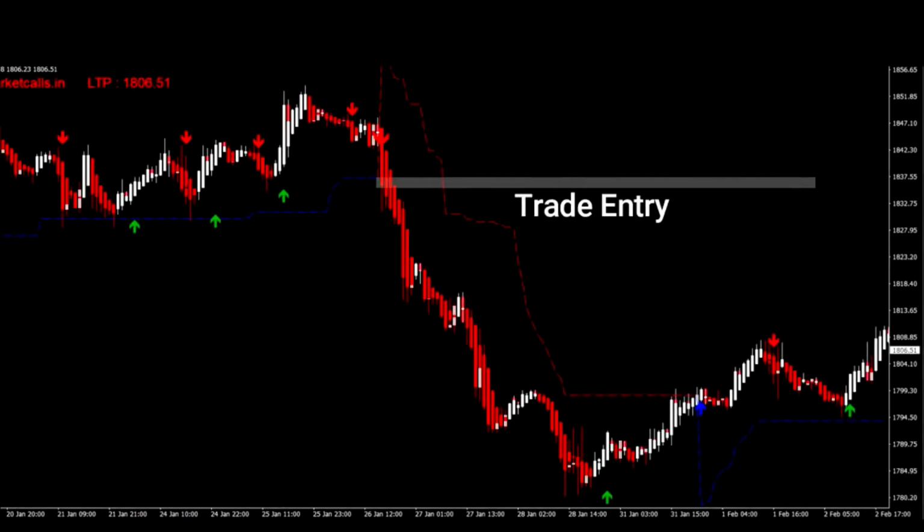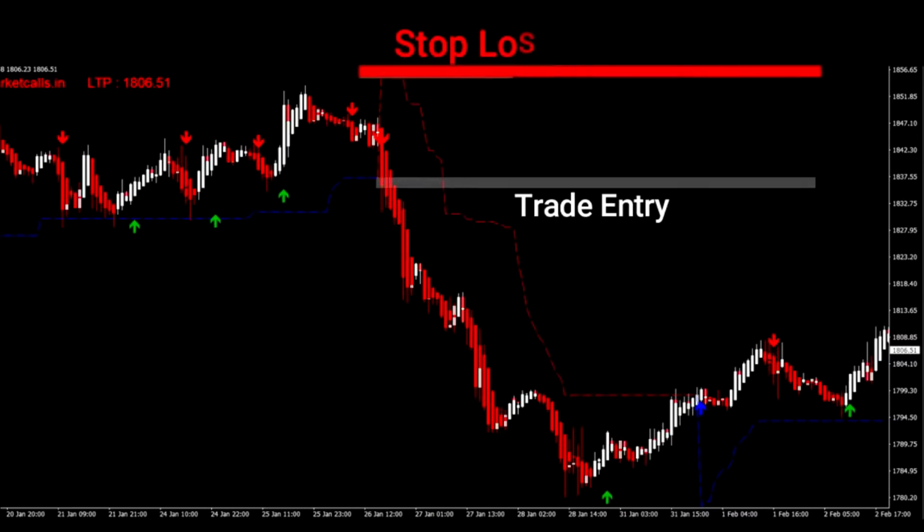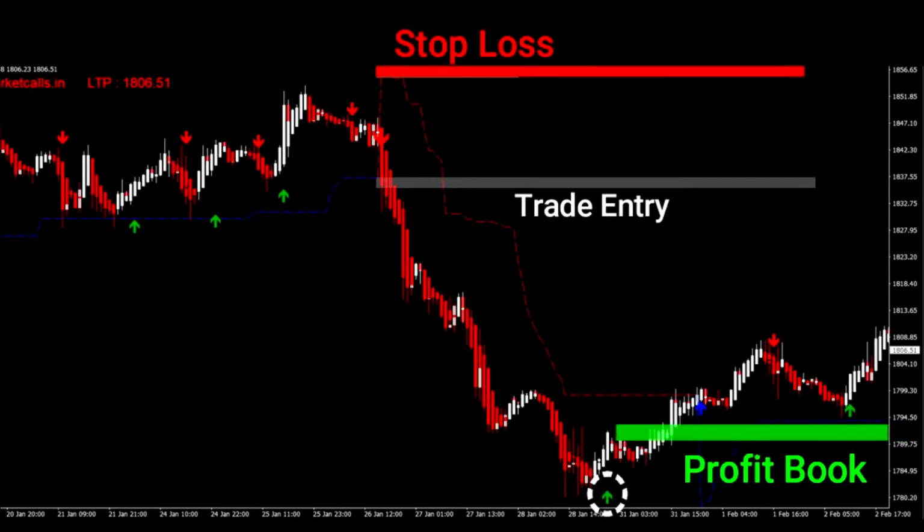So at this position, we will execute a buy trade. Here you see the red color sell arrow has been created. After that, you see the market has come down here. The blue line has been converted to the red line. So that's a good confirmation. And we'll set our stop loss on the red line. And we will book our target profit when the next buy signal is generated.